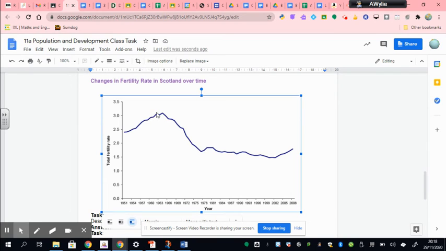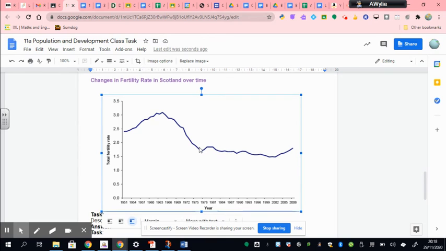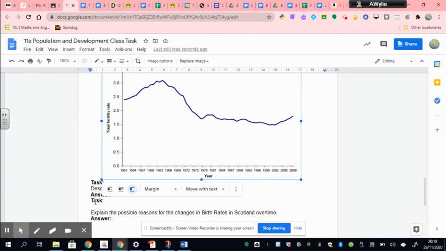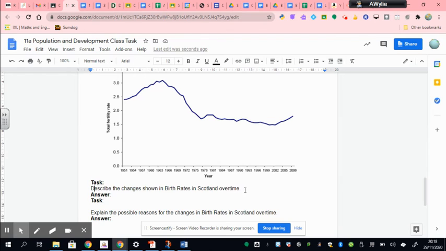This might be around the time where your parent was born or just a little bit before. So for whatever reason, there was an explosion in the number of children being born in Scotland. It then fell away into the 1970s, down to 1.5, where it has remained largely the same until recently. There's been a small rise. Actually, if we went beyond 2008, it's started to come back down again. So that's the fertility rate. The question says, describe the changes in the birth rate over time.